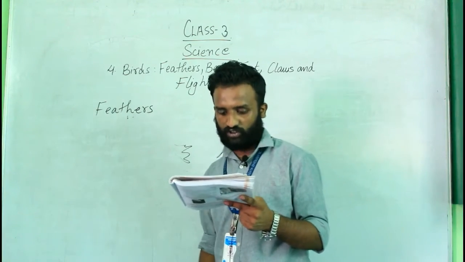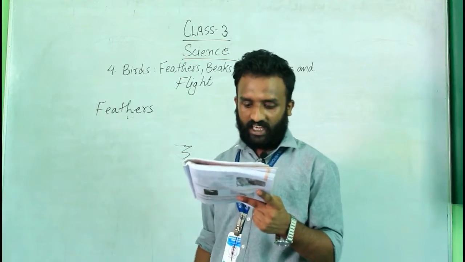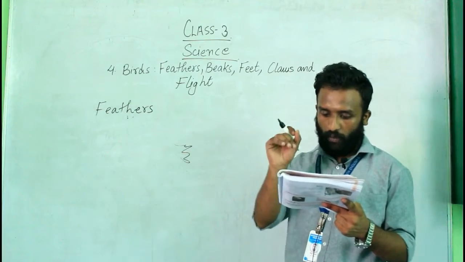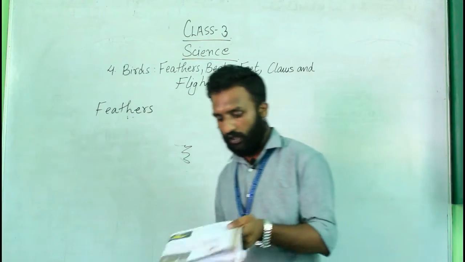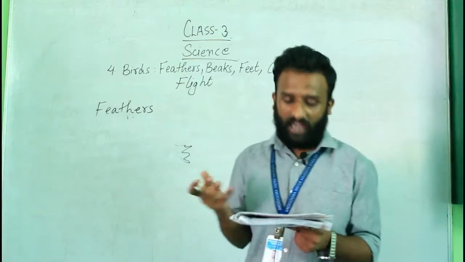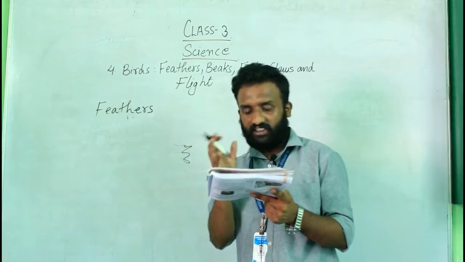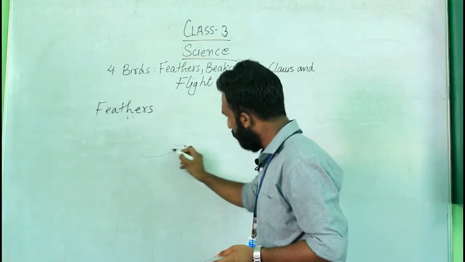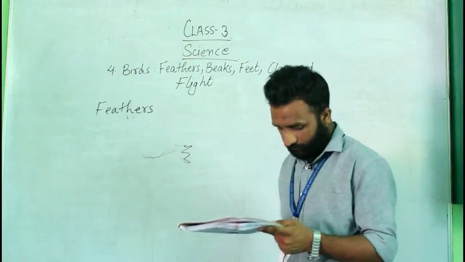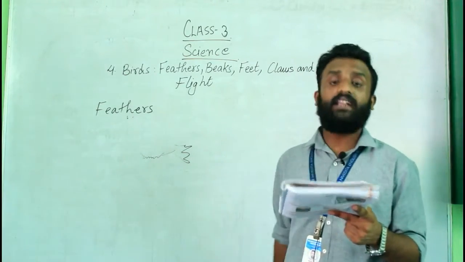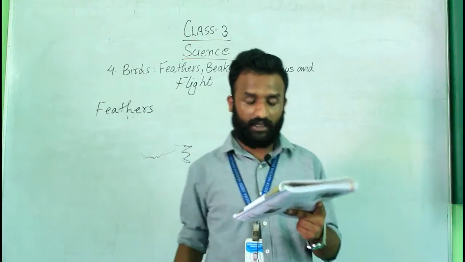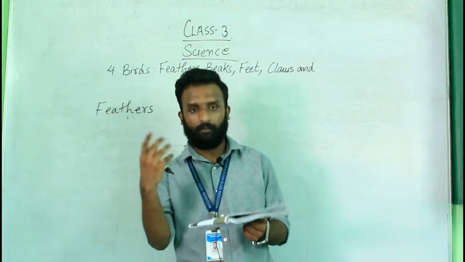Down feathers are soft and fluffy. They keep a bird warm by trapping air close to its body. The down feathers of the bird are soft and fluffy, and they keep the bird warm by trapping air close to its body.